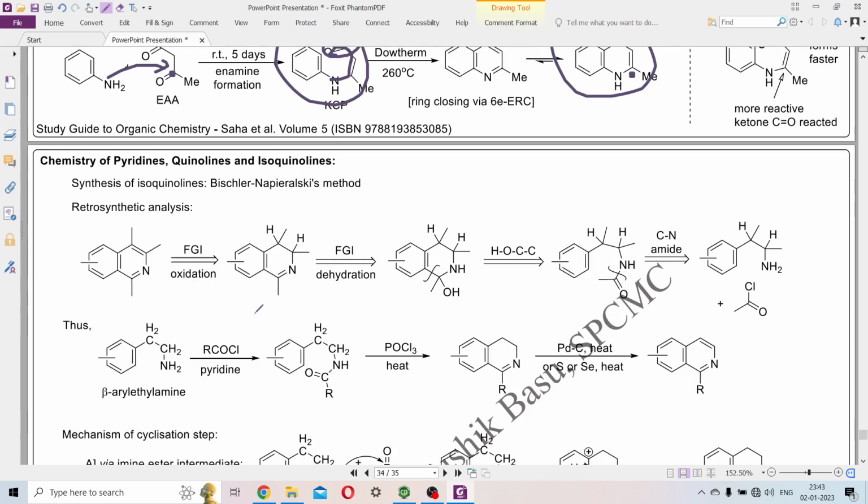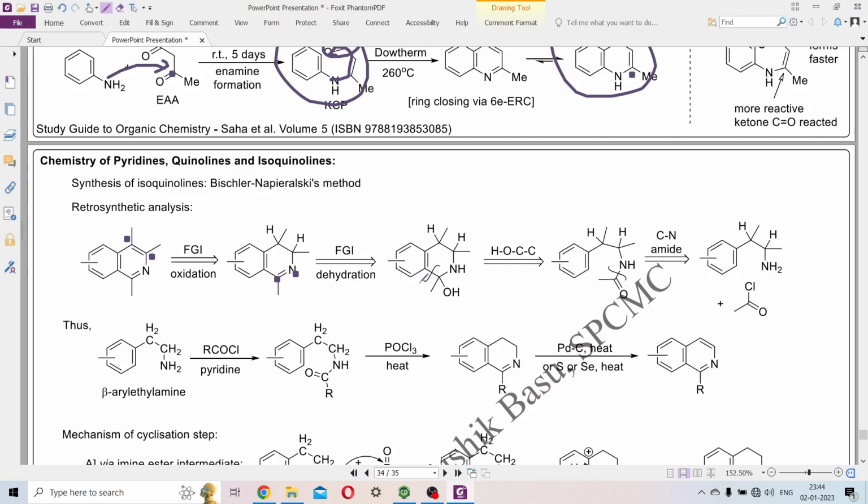Finally, we move on to the synthesis of isoquinolines. These are the Bischler-Napieralski method. The retrosynthetic analysis is a little bit different. So here we have the nitrogen removed from the ring. So add one hydrogen here and one hydrogen here. So basically you are doing a 3,4 dihydro isoquinoline, and then add the OH here and the hydrogen here, so that you have a HOC and HOCN type of linkage. Instead of HOCN, you do the HOCC.